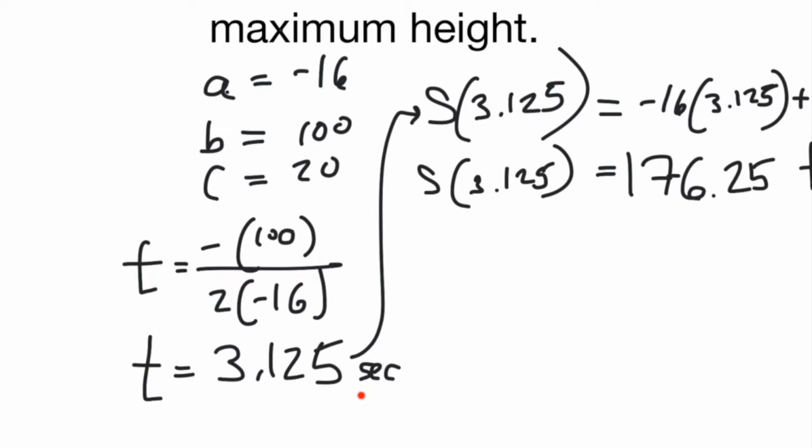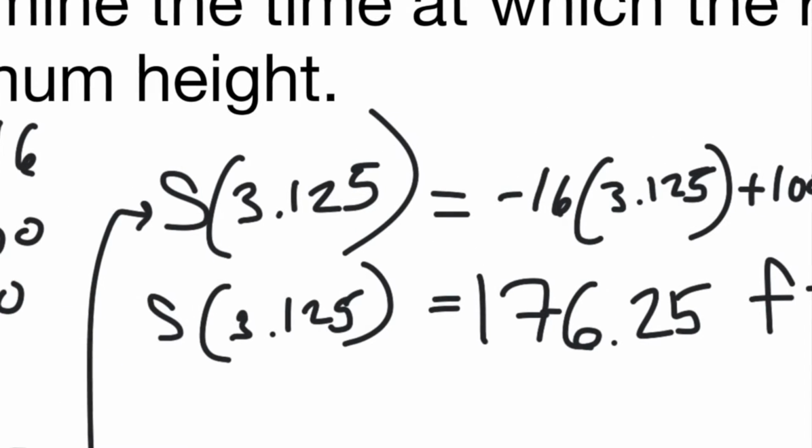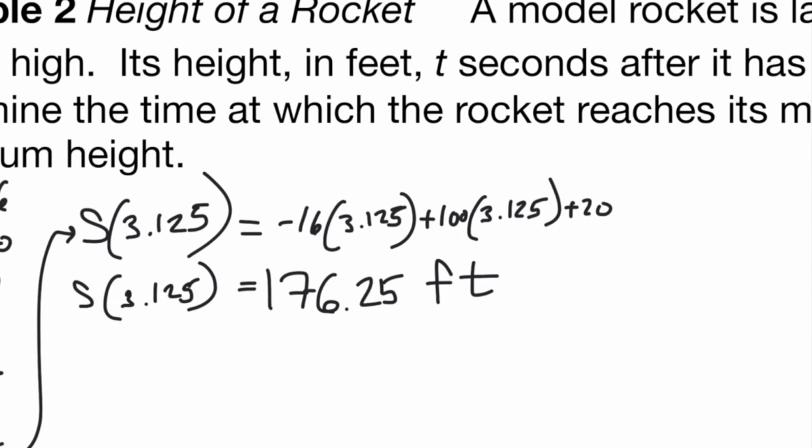That's actually a lot faster than graphing it. And if you plug t into the original function, you'll see that s of 3.125 is equal to negative 16 times 3.125 squared plus 100 times 3.125 plus 20. This is just plugging it into the original function. s of 3.125 is 176.25 feet. And we can verify that graphically.